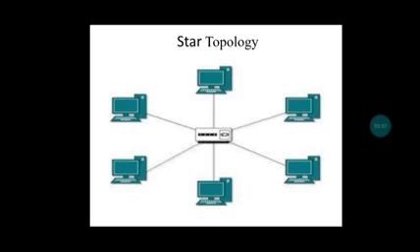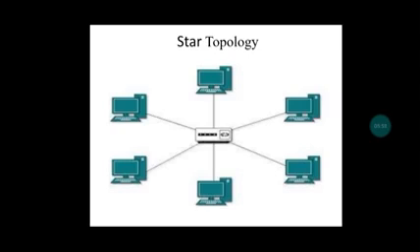This is a star topology. Star topology is connected to a centralized hub or switch. So n number of systems are connected to the switch, and each and every system is connected to the centralized node. To send a message from source to destination, it is easy to transmit the data from one node to another node.